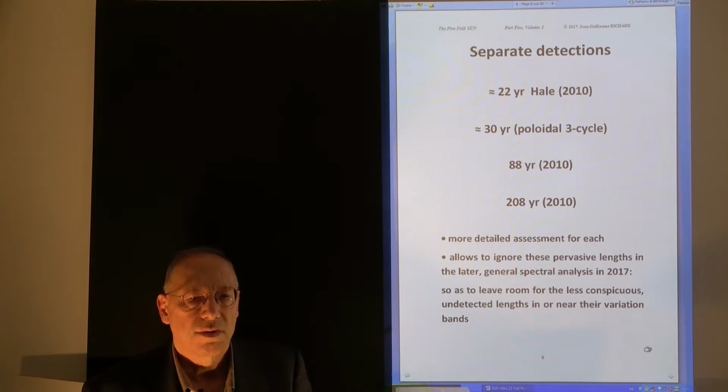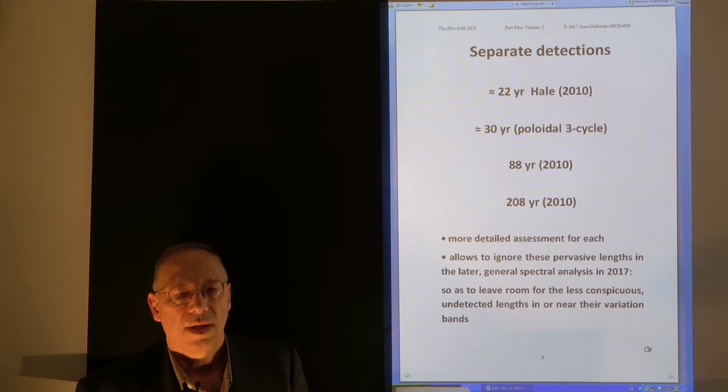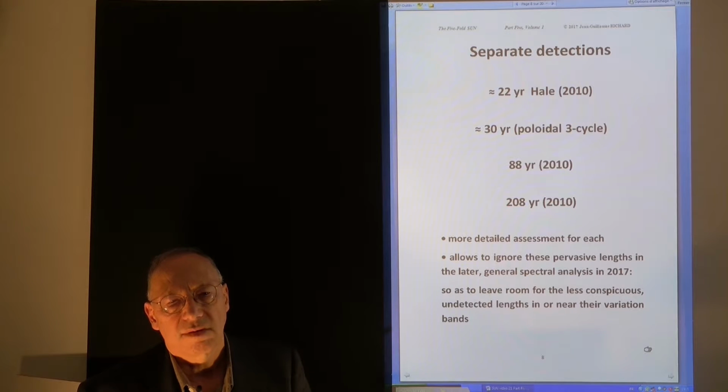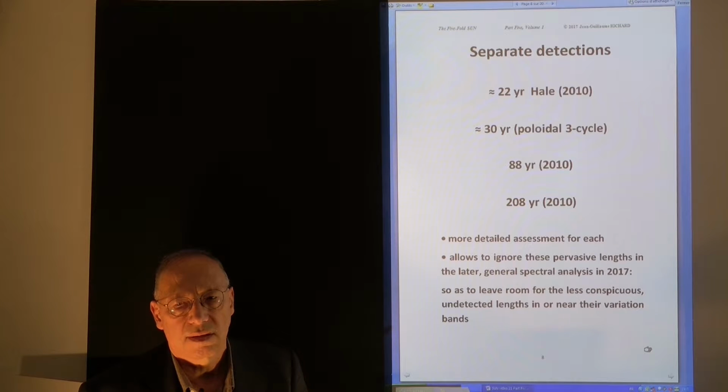This allows us to ignore in the investigation of 2017 these pervasive return periods in the spectra under investigation, so as to leave room for the less conspicuous undetected lengths that might nevertheless exist in the variation bands of the above periods or near the variation bands, especially if we assume that it is verified, that it is true that there is a very large band of variation for such prominent cyclicalities. We have to suppose that there is not much room for other cyclicalities.